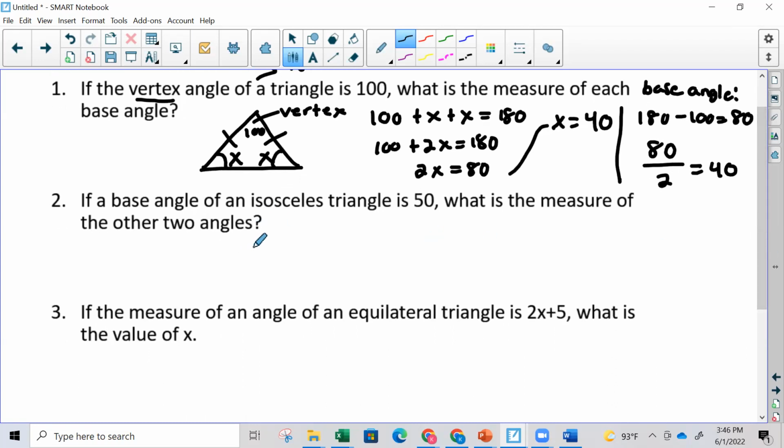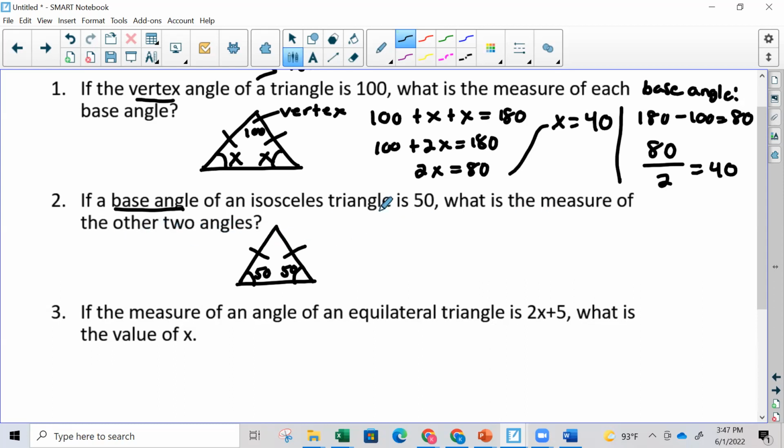So number 2 is similar. It says if a base angle of an isosceles triangle is 50, what is the measure of the other two angles? Okay, so this one is slightly different. But again, we have an isosceles triangle, but we're given a base angle. Okay, so we're given one of the angles down here. And remember, these two angles again are equal. So I'm told this is 50. And as soon as I know that's 50, what you should do is mark the other angle that we know, which is this other base angle is also 50. Okay, so now we're just missing this top vertex angle.